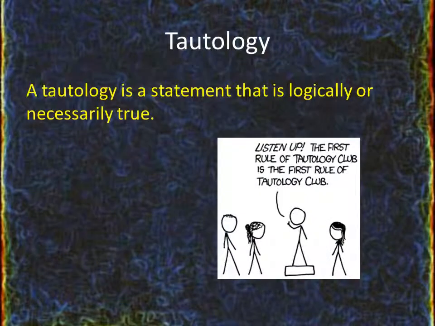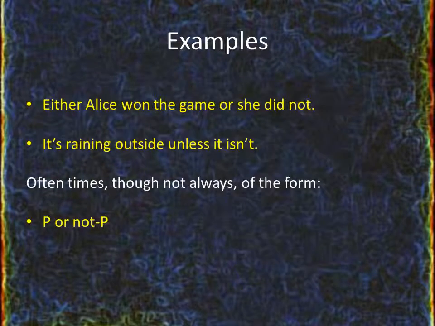Okay, a tautology. A tautology is a statement that is logically or necessarily true. So here's some examples. Either Alice won the game or she did not. It's raining outside unless it isn't. And oftentimes tautologies are of the form P or not P, although that isn't always the case. What you should notice about these is that they are always true. And they're not just always true, they're true by logical necessity. They absolutely must be true.